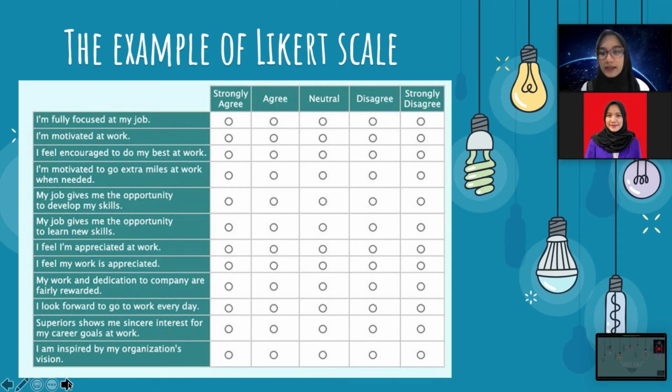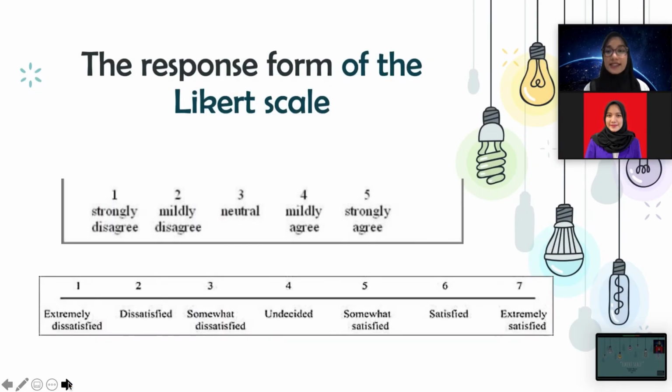And the next is the response form of the Likert scale. The 5 scale has strongly agree, agree, neutral, disagree, or strongly disagree. And the 7 scale has very dissatisfied, dissatisfied, somewhat unsatisfied, neutral, satisfied, and so on. This is the example response form of the Likert scale.